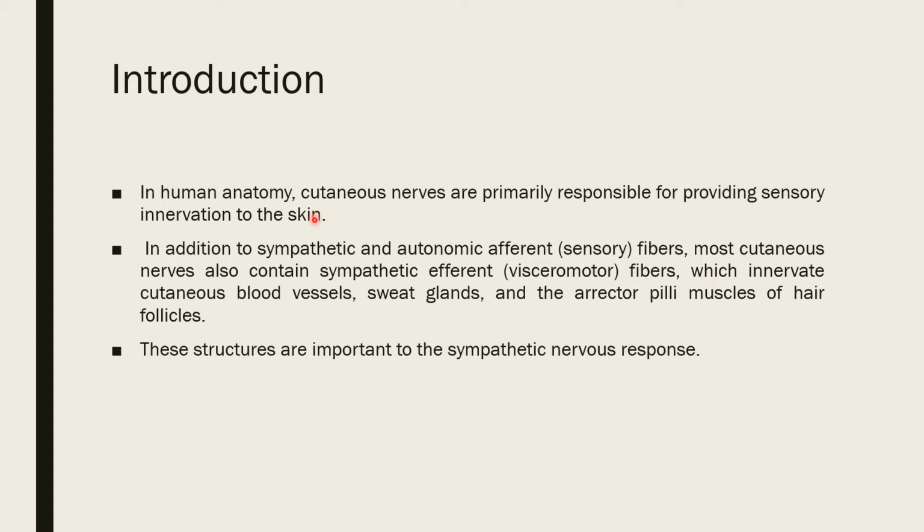Each cutaneous nerve consists of sensory fibers, autonomic fibers, and sympathetic efferent fibers. Sympathetic efferent fibers innervate the cutaneous blood vessels, sweat glands, and the arrector pili muscles of hair follicles. These fibers, or these nerves, are important to the sympathetic nervous response.